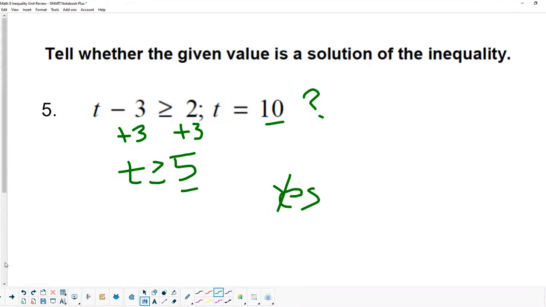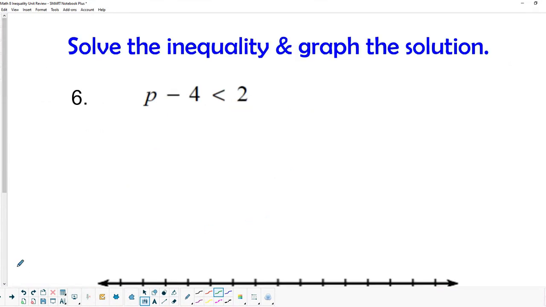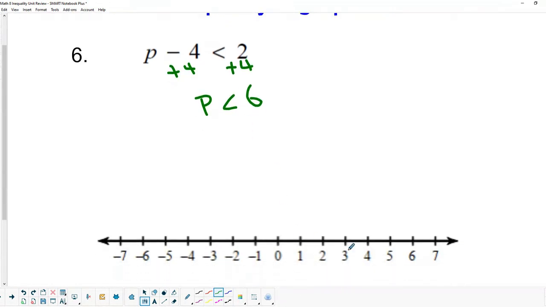Okay, so keep it going. Solve the inequality and graph the solution. In this case, we're going to add 4 to both sides, and we end up with p is less than 6. So we come down to our graph. Oh, there's a 6 on there for us. And it says less than, so we can't color in the circle, but we can do an open circle. And then an arrow going to the left, right?